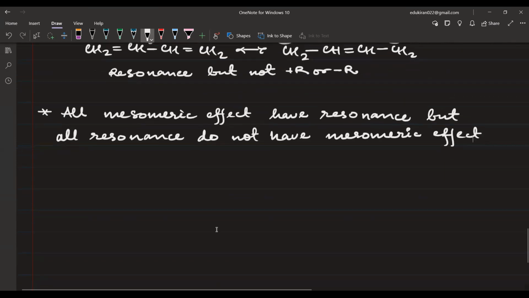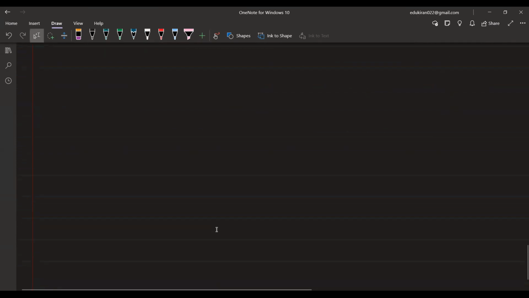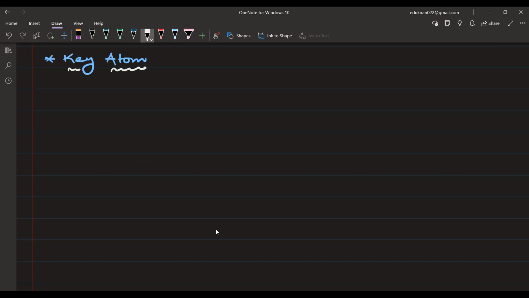Identify कैसे करेंगे? Which is having plus M or minus M effect. So first of all, there is a very important term that is known as key atom. ठीक है? There is a definition जिसको आप लोग अगर याद रखिए तो बेहतर है. Key atom ऐसा कुछ you will not see in notebooks or textbooks and all, but key atom is a very important concept to understand plus M and minus M.